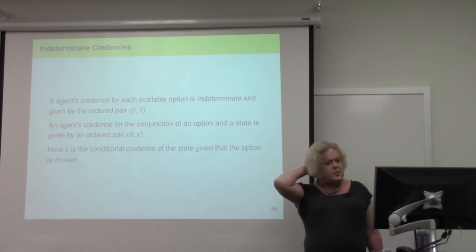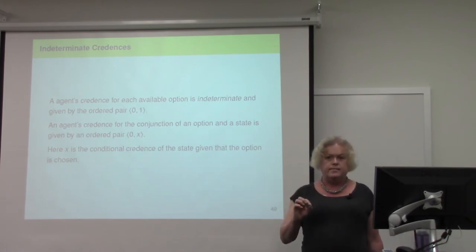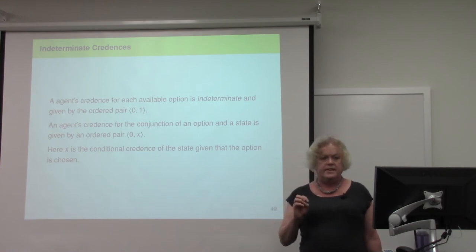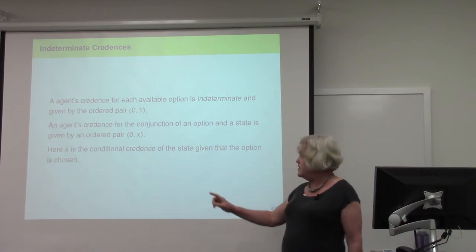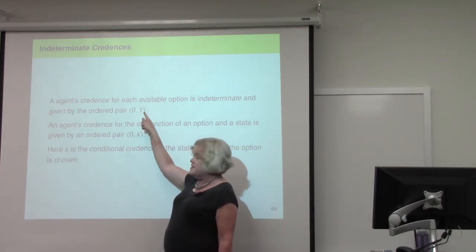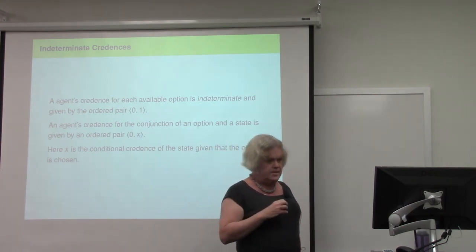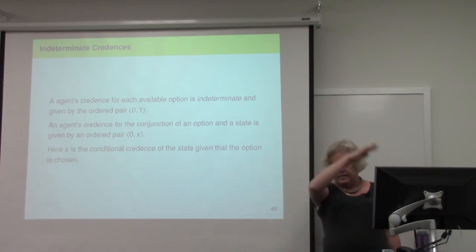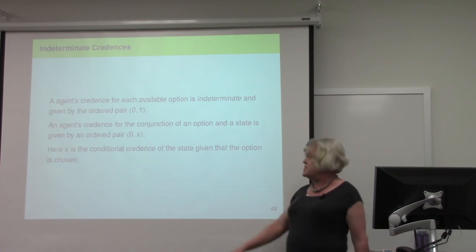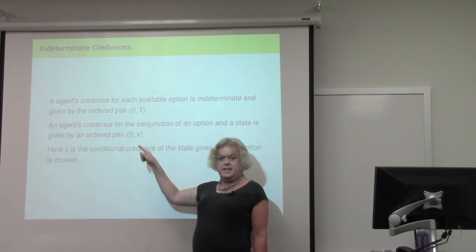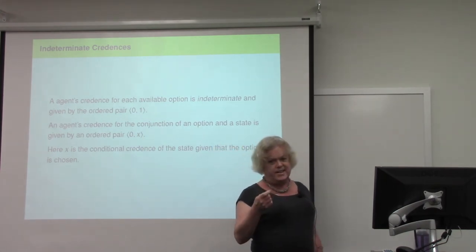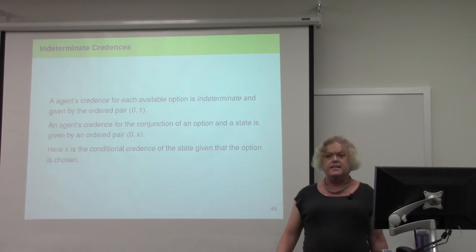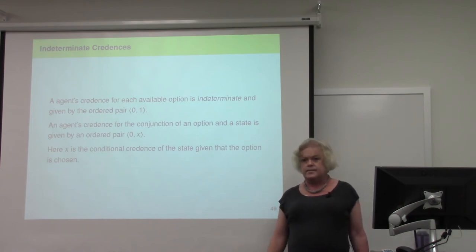So I think that an agent's credence for each available option while she's deliberating is indeterminate and should really be given by an ordered pair, the ordered pair 0, 1, because these are the two values that she can make that proposition have. And the agent's credence for the conjunction of an option in a row and a state in a column is going to be given by an ordered pair 0, X, where X is whatever the conditional credence the agent assigns to that state given that she chooses that option, right?